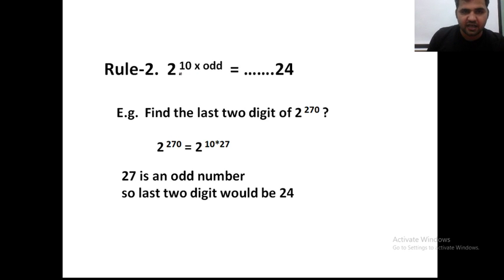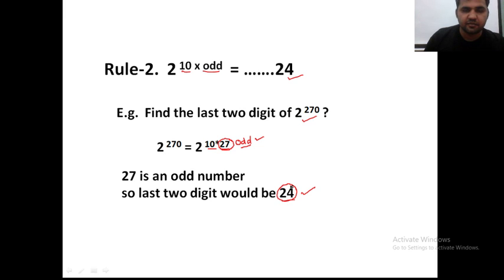The rule number 2 states that if you have a number which can be represented in the form of 2 raised to power 10 into odd number, in that case the last two digits will always be 24. For example, the last two digits of 2 raised to power 270. Now 270 can be written as 2 raised to power 10 into 27. Now just concentrate on this number. 27 is an even number or odd number? This is an odd number, right? Now if this is odd, you can straight away say the last two digits would be 24.